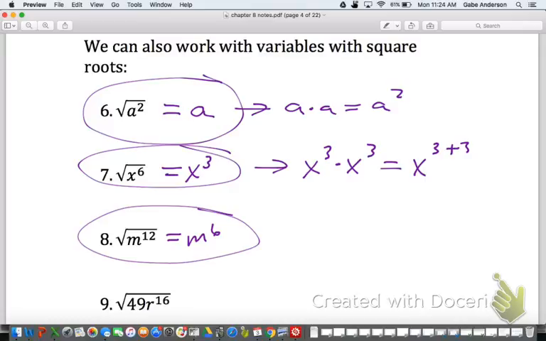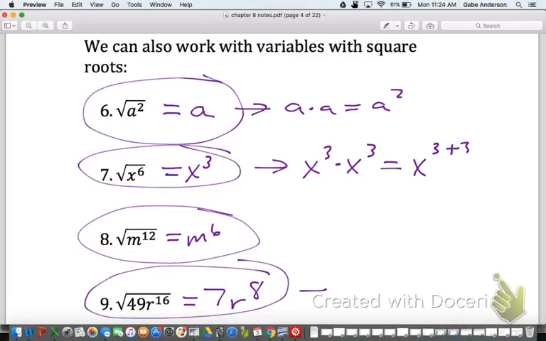Okay, and then finally, number 9. What we have here is we've got a numerical base times a variable base. So what do you guys think this would end up being? 7r to the 8th. 7r to the 8th is definitely correct. Well done. So a check for that would be to say 7r to the 8th times 7r to the 8th. 7 times 7 is 49. And then you add your exponents. 8 plus 8 is 16. It checks with what we started off with.